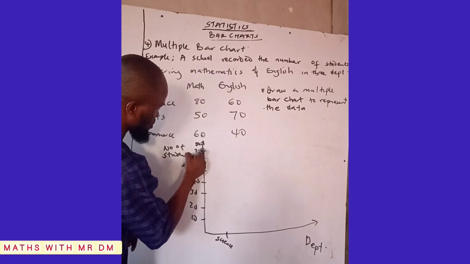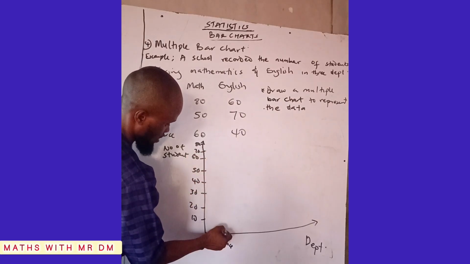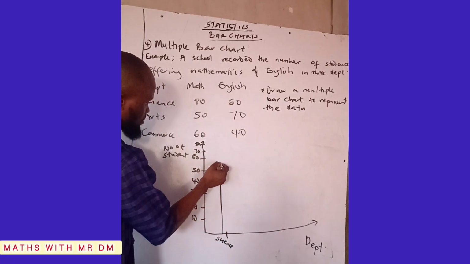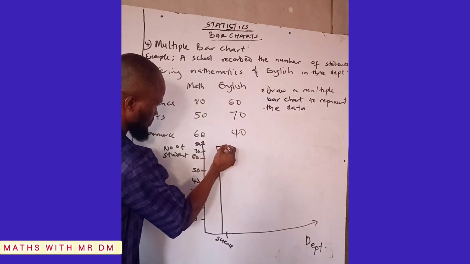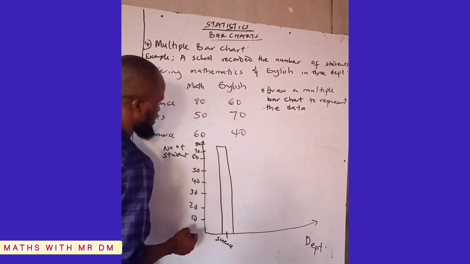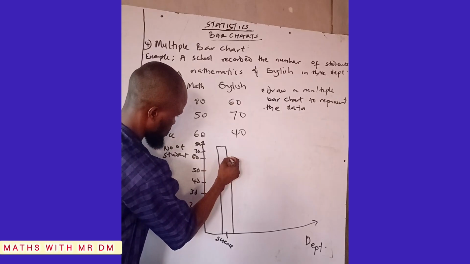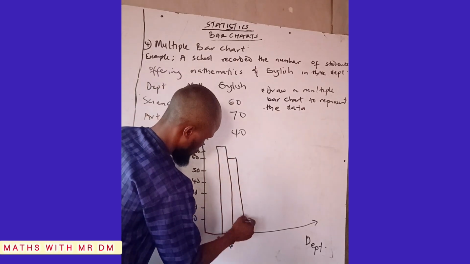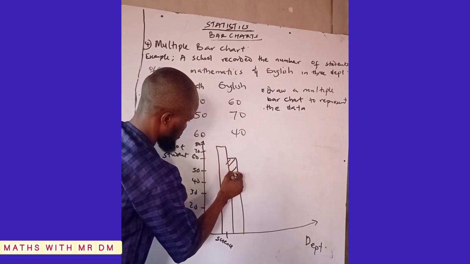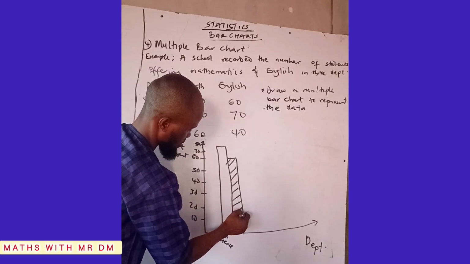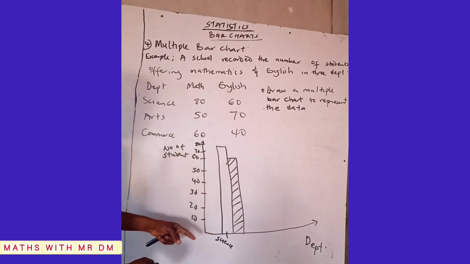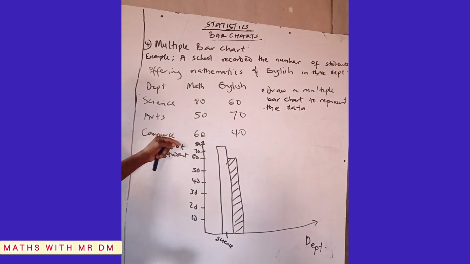So you are going to start with math 80, it is here. So you are going to do something like this. You're going to be on the 80 mark. English is 60. So 60 is here. So you are going to join English to it. So you can shade that of English to differentiate it. This is for science.